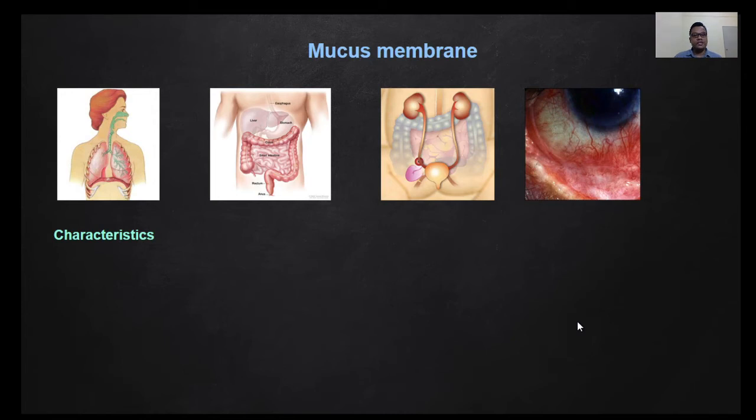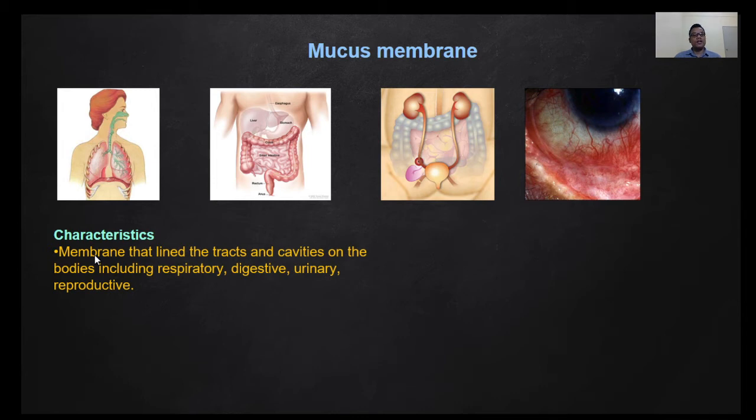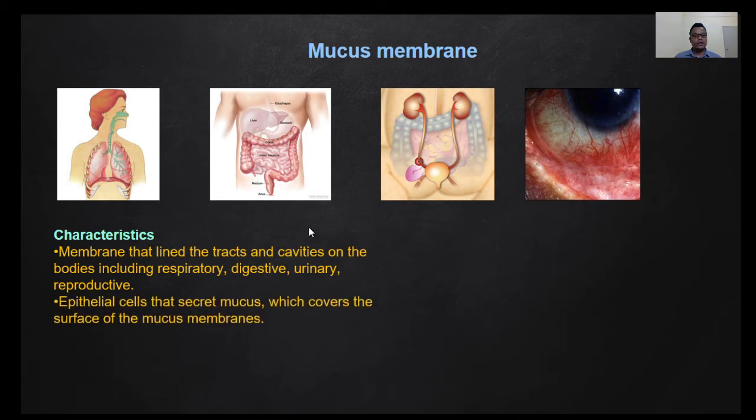Second, the mucous membranes. Mucous membranes are the membranes that line or cover the tracts and also cavities of the body, including our respiratory tract, our digestive tract, urinary and reproductive tracts, and many other parts of the body such as the surfaces of our eyes. They are lined with epithelial cells that secrete mucus, which covers the surface of the mucous membranes. And on most parts of the mucous membrane, there are cilia. These cilia act as tiny brooms that propel microorganisms out of our body.